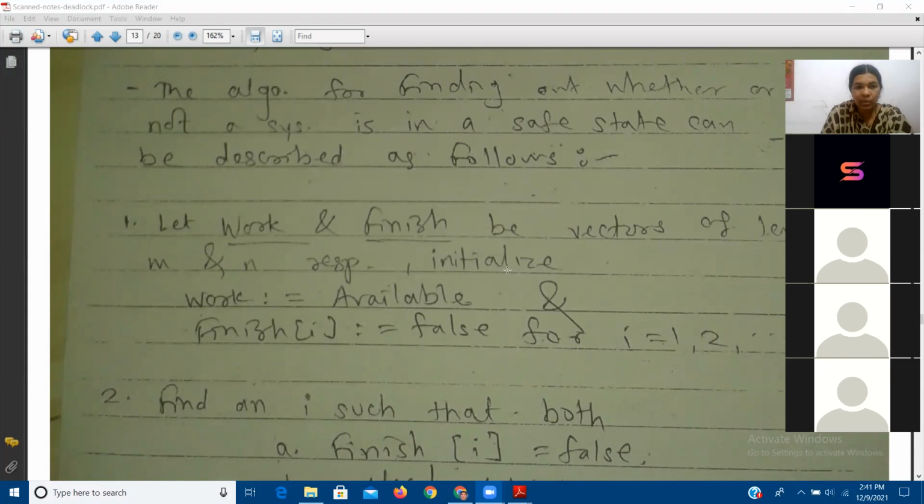So work is equal to 3, and finish of I. According to our example, I's value varies from 0, 1, 2. Right? So finish of 0 is equal to false, finish of 1 is equal to false, and finish of 2 is equal to false.